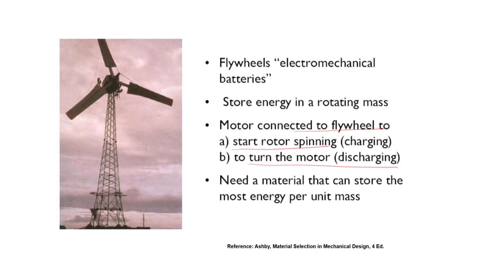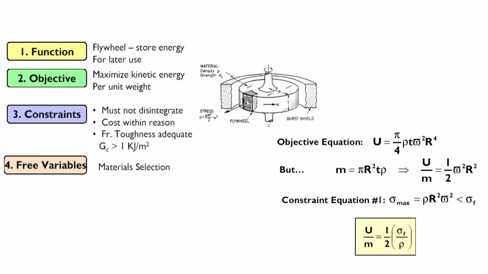So, now let us say I need a material that can store the most energy, that is kinetic energy per unit mass. So, what is the kinetic energy? I can find out the kinetic energy similar to half mv square, it is half I omega square, and then I can find out the expression of it. And then what is the kinetic energy per unit mass for a circular system? I can find it out, which will become half omega square r square.